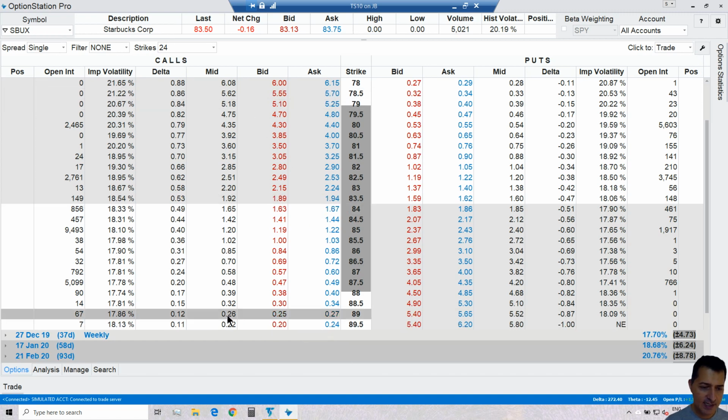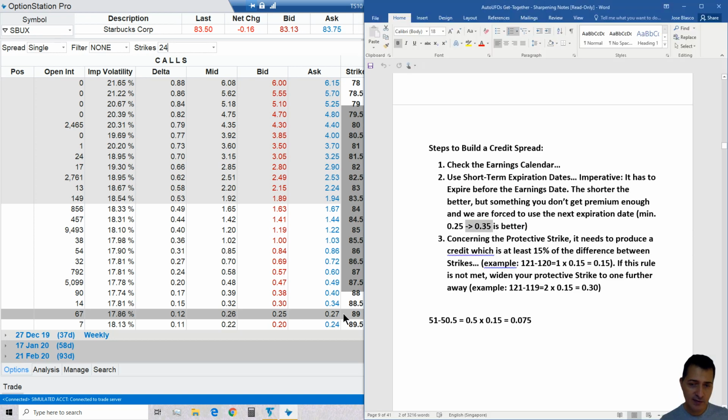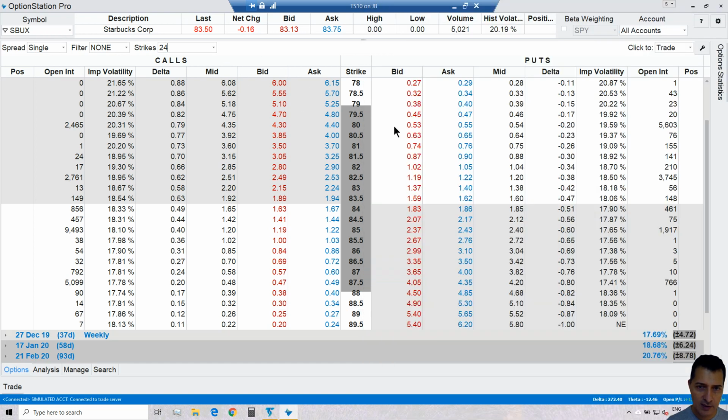Here the 89 is paying us 26, which is above 25. We are shooting for 35. There are cases where 25 will take it, and what are those cases? Those cases would be when the bottom part pays you much more, and therefore it is okay for you to use that strike.